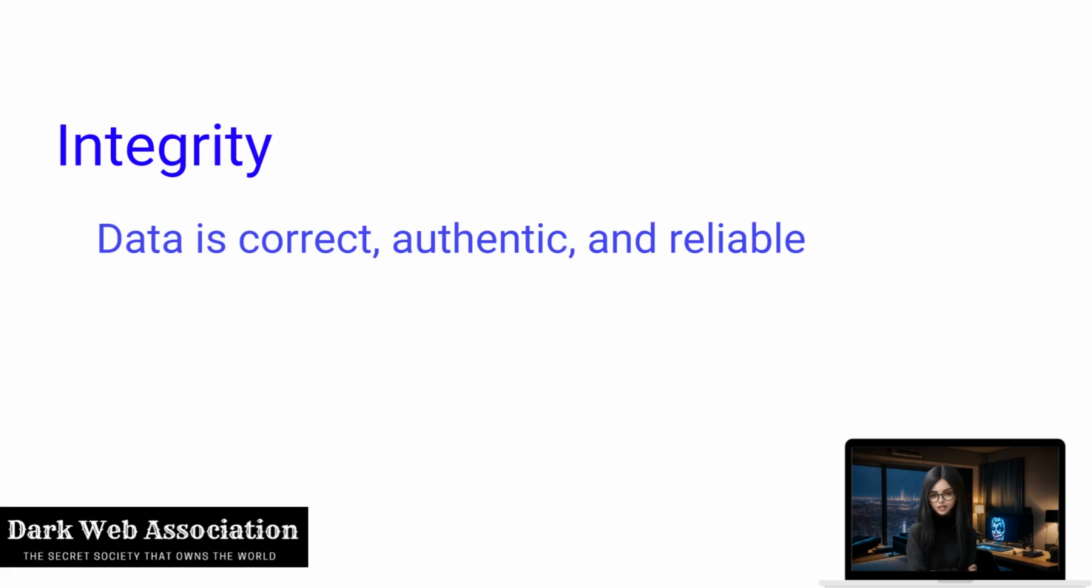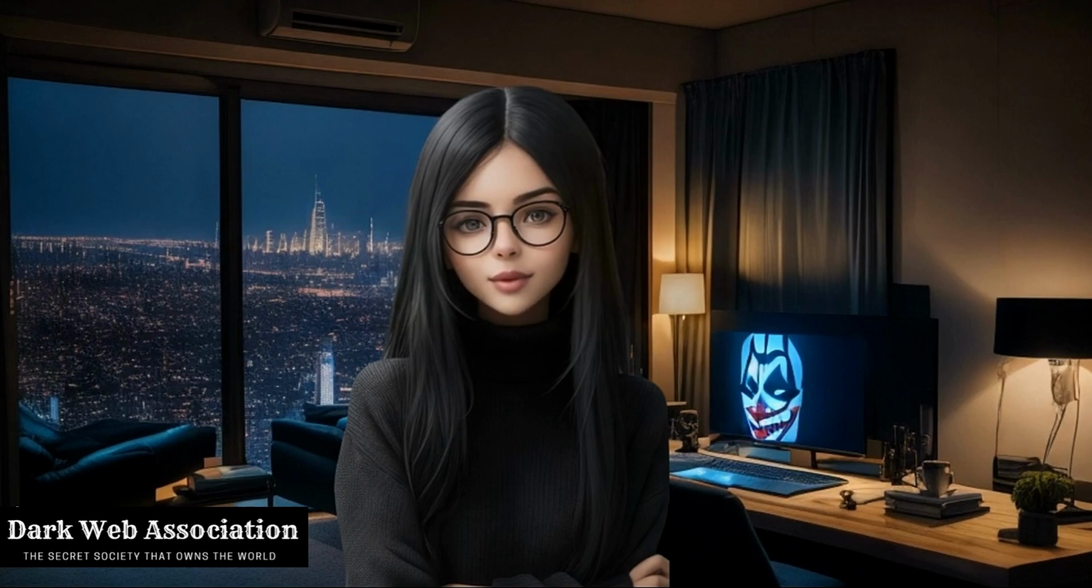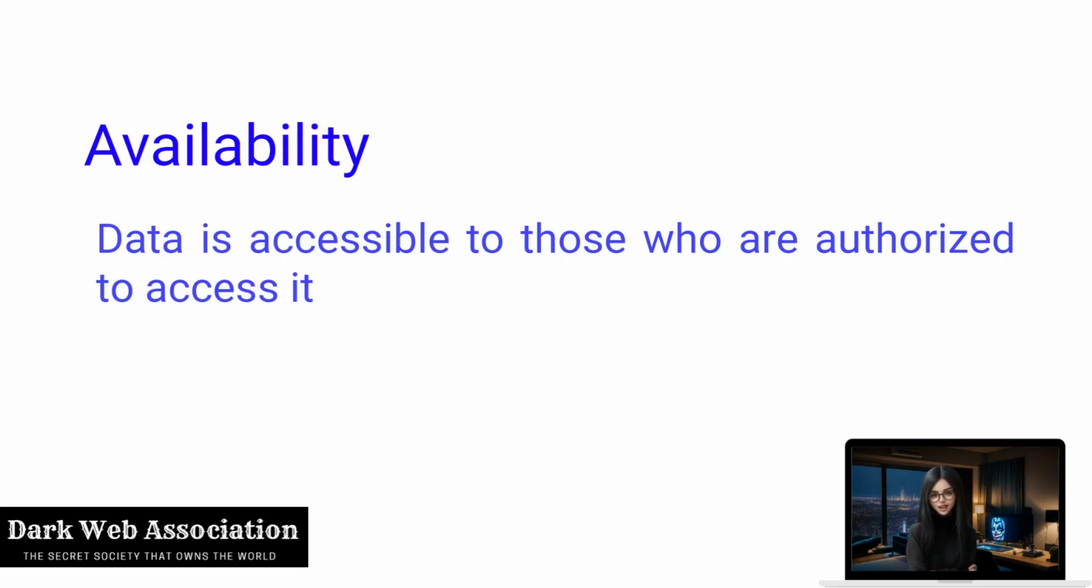Integrity means the data is correct, authentic, and reliable. To maintain integrity, security professionals can use a form of data protection like encryption to safeguard data from being tampered with. Availability means data is accessible to those who are authorized to access it.